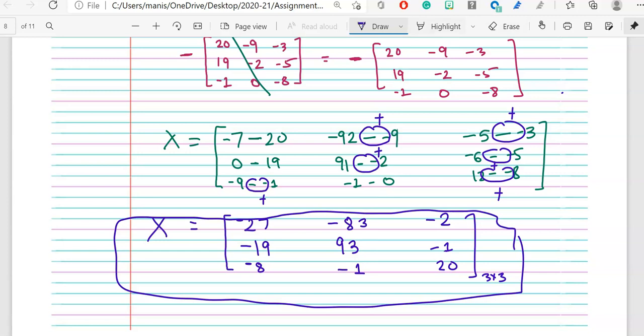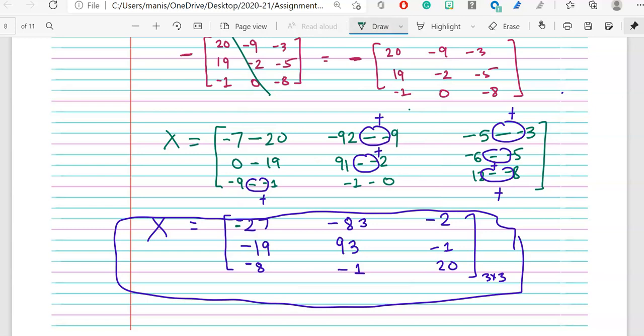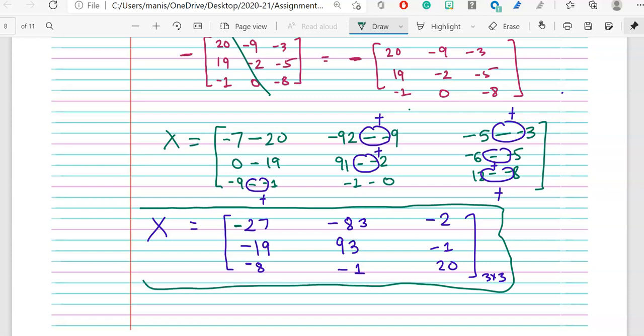Now do keep in mind when I was drawing a box, I made a mistake over here. This is a negative 27. Okay, let me erase it and correct it over here. Oops, my box has gone. So this is my value of x. Alright, so let's look at another problem.